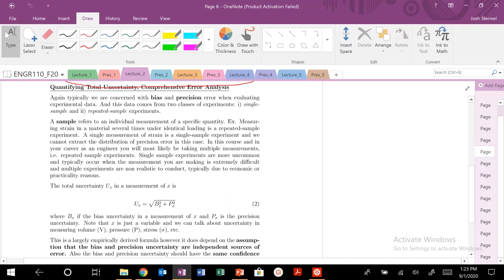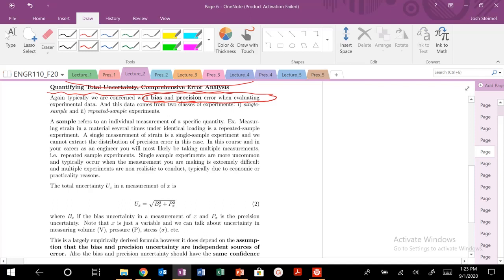Back today, and we're going to continue our discussion about quantifying uncertainty and error, and doing a comprehensive error analysis, which we're going to work with in this course. So last time we identified bias error, precision error, illegitimate error, and sometimes bias, sometimes precision. We are going to be concerned primarily with bias and precision error when we're evaluating our experimental data.